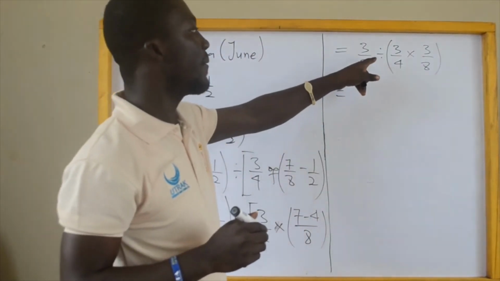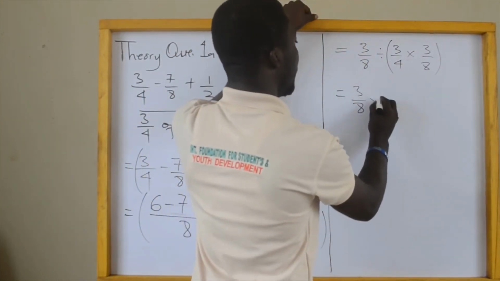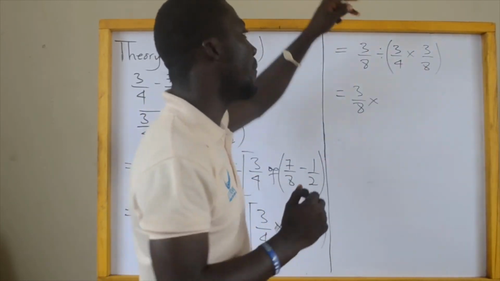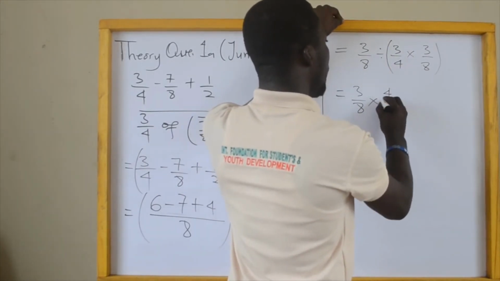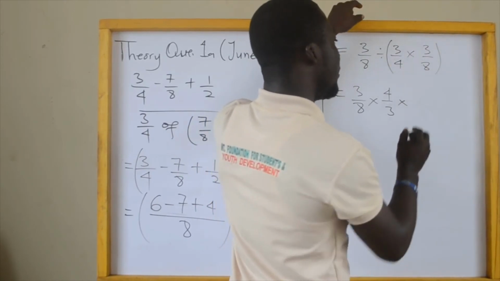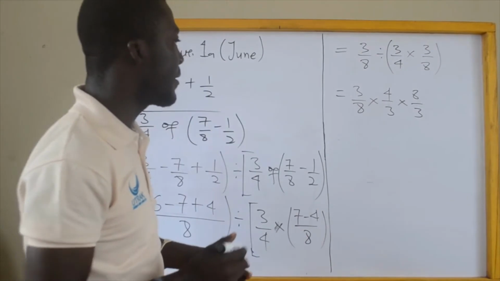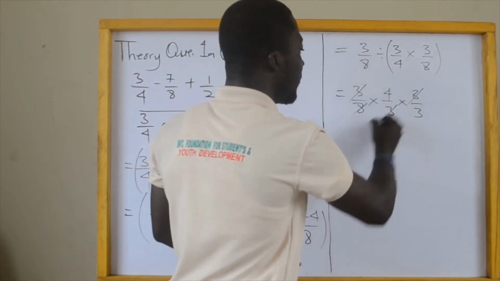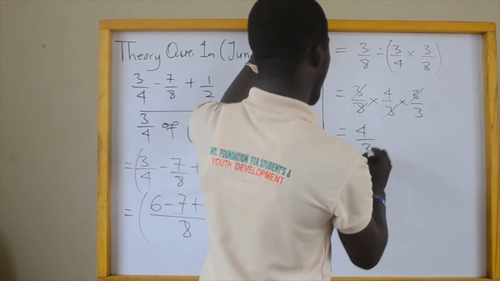So since this is divided, we will change it to multiplication. And as we do that, we also reverse the content of the bracket. So our 3 over 4 will be 4 over 3 times, and our 3 over 8 will be 8 over 3. So there are things to cancel. 8 can cancel 8, 3 can cancel 3, and we will be left with 4 over 3.